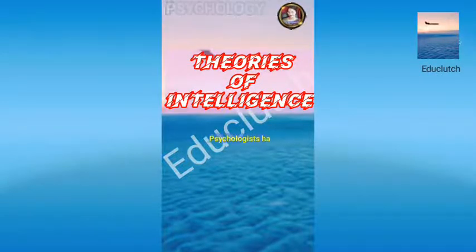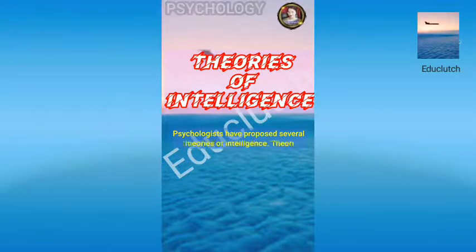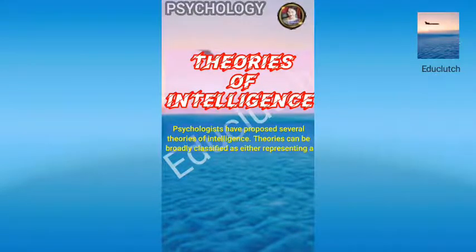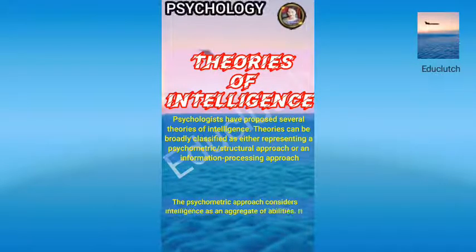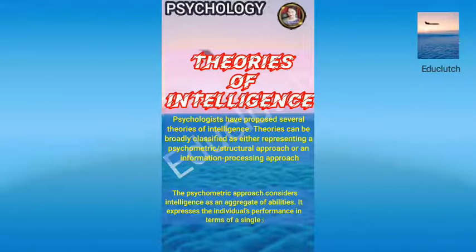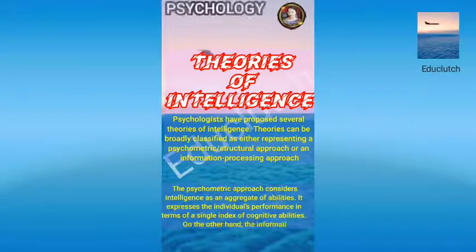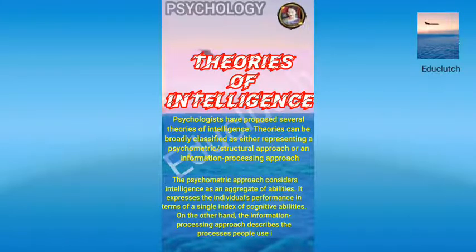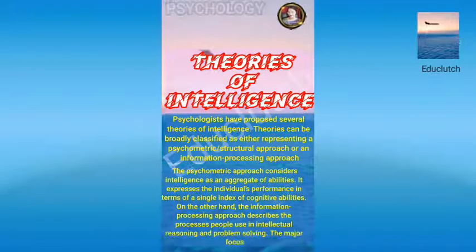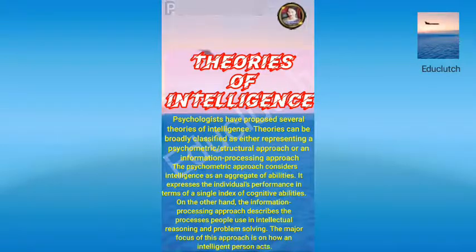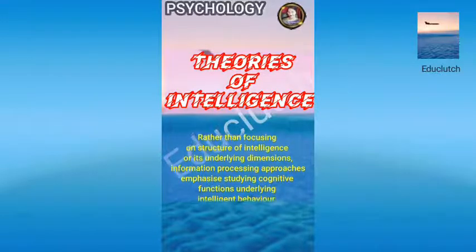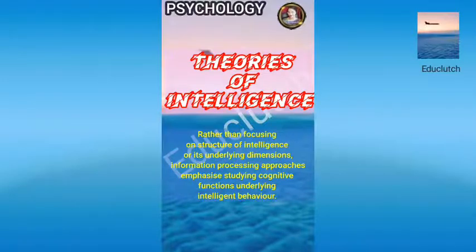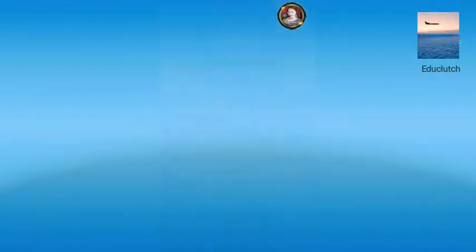Psychologists have proposed several theories of intelligence, and these can be broadly classified as either representing a psychometric approach, also called a structural approach, or an information processing approach. The psychometric approach considers intelligence as an aggregate of abilities, and it expresses the individual's performance in terms of a single index of cognitive abilities. Whereas information processing approach describes the processes people use in intellectual reasoning and problem solving, and the major focus of this approach is on how an intelligent person acts rather than focusing on the structure of intelligence or its underlying dimensions. Information processing approaches emphasize studying cognitive functions underlying intelligent behavior.